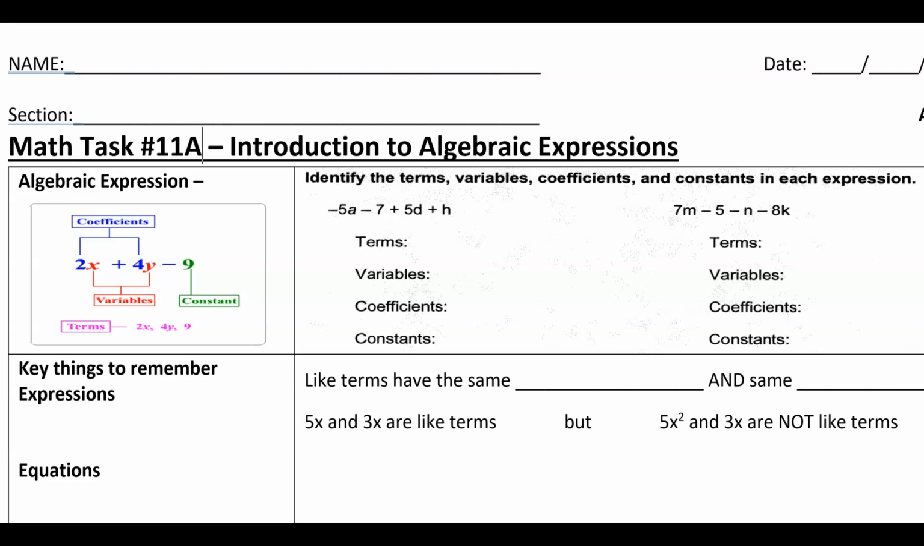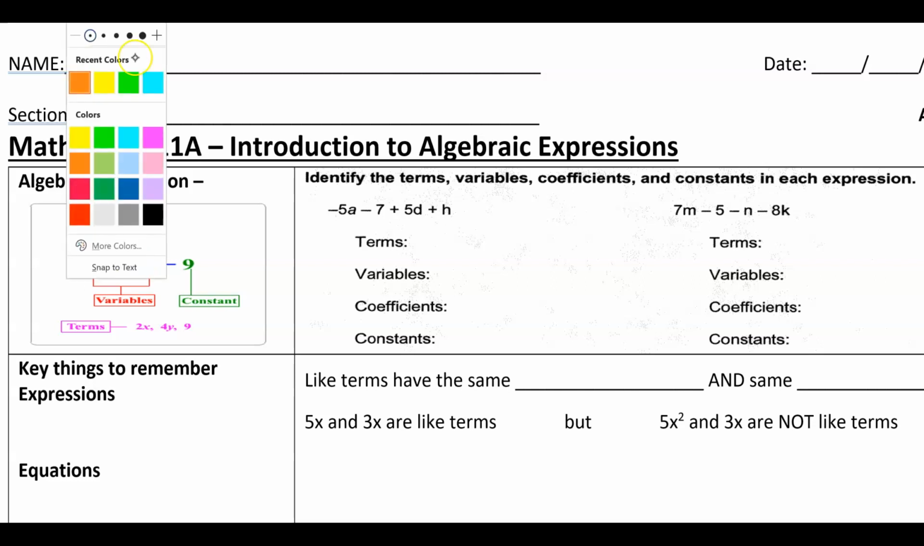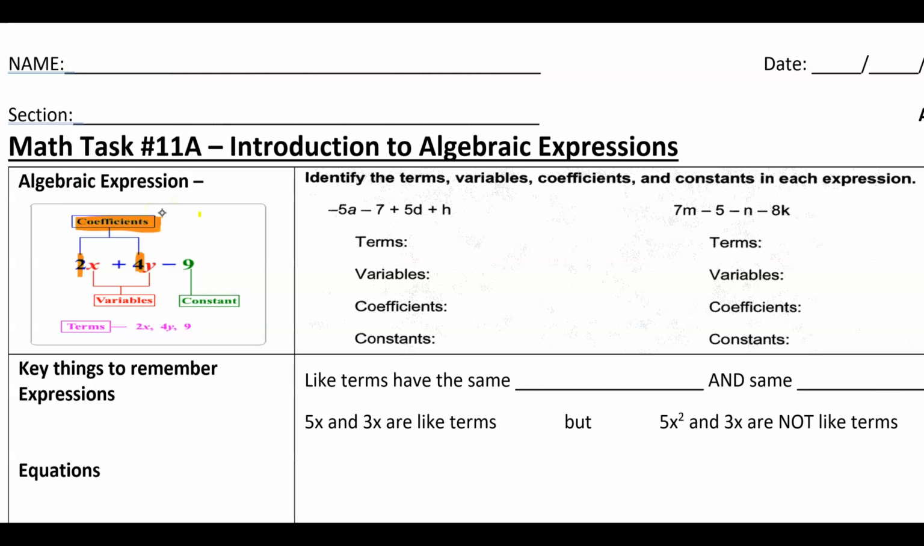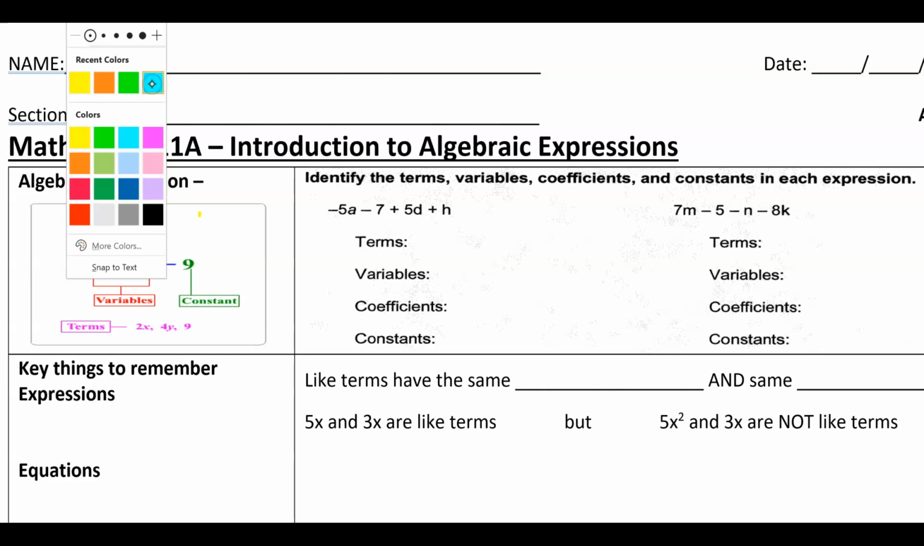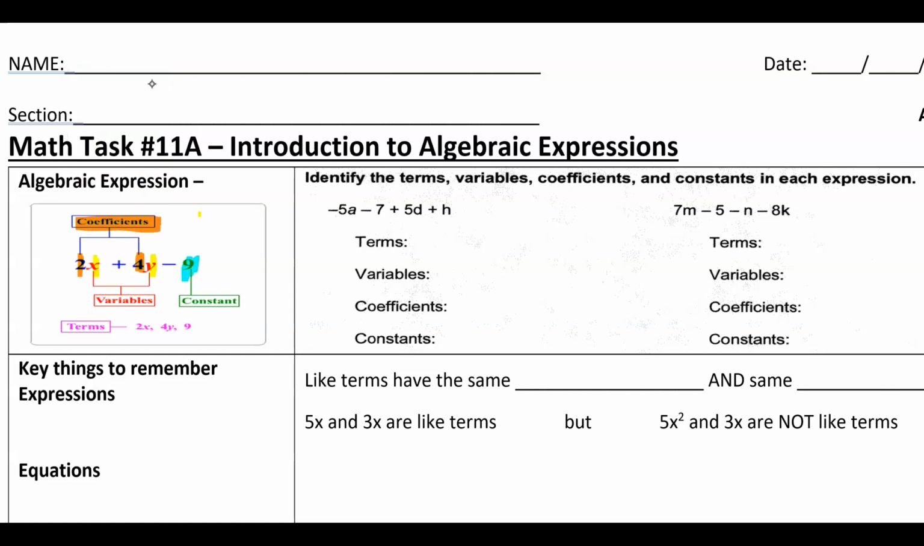Looking right over here, we have things called coefficients. These are the numbers that are in front of or attached to variables. We have variables, which are letters that are placeholders for unknowns at the moment. And then we have constants, which are numbers that are all by themselves, not attached to variables.